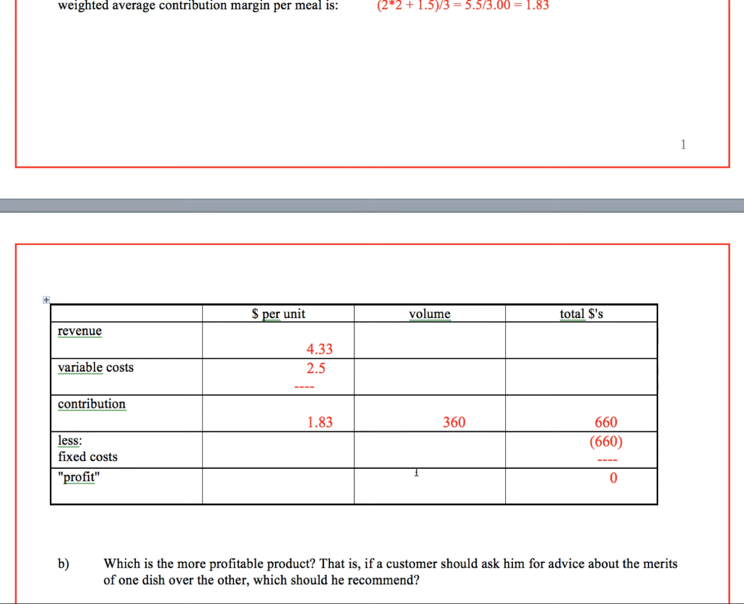So it doesn't matter which way you do it, we can either work in terms of the average meal or we can do it in terms of the package. We'll end up with the same answer, 360 meals.